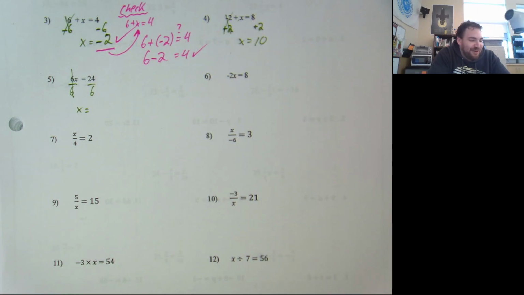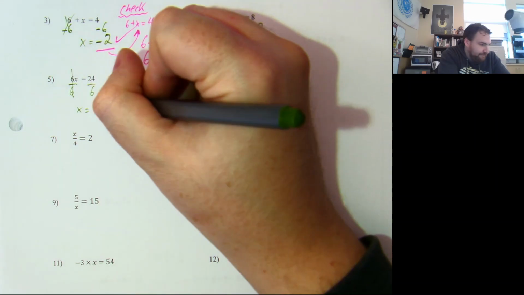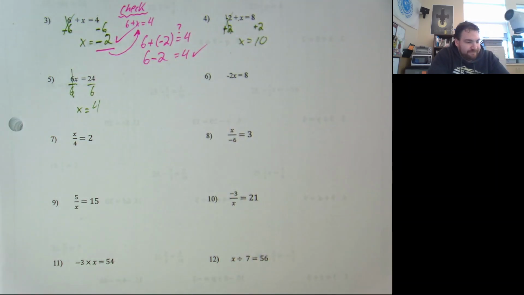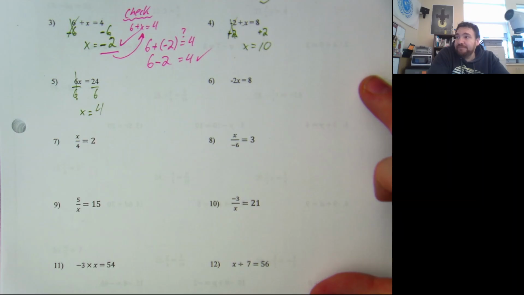Okay. 24 over 6 is? Or 24 divided by 6 is? 4. Nice and easy. Let's keep going. Question 6, I've got negative 2x equals 8. What am I going to do?